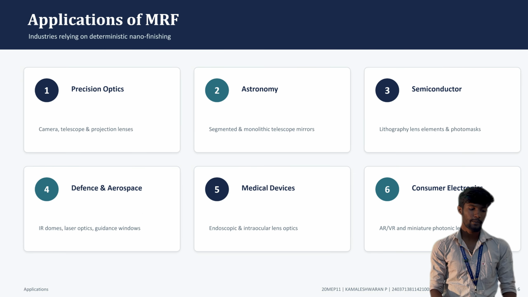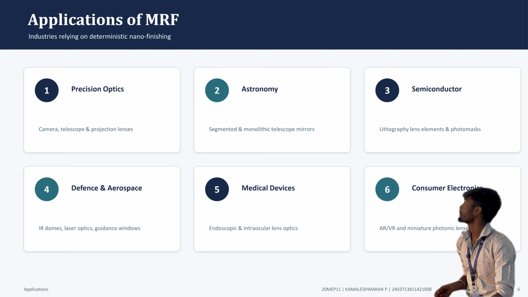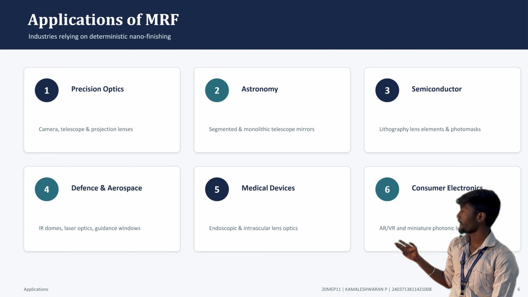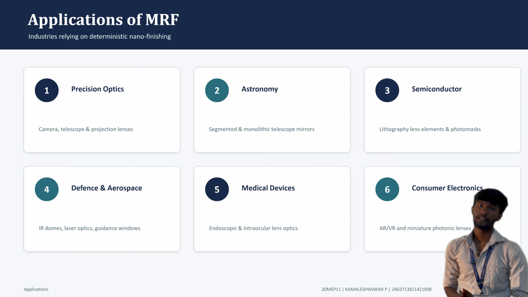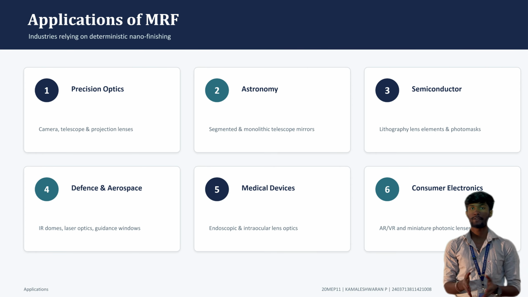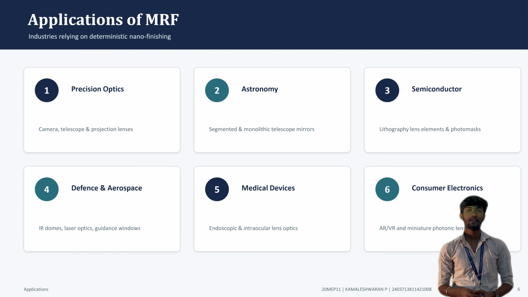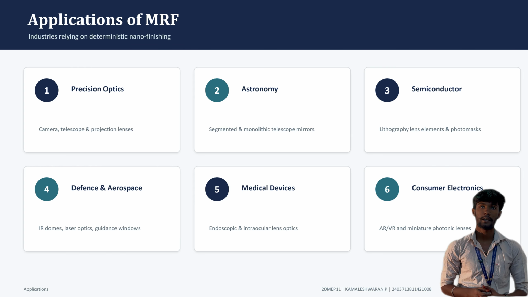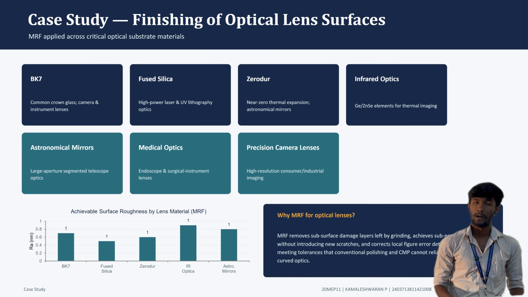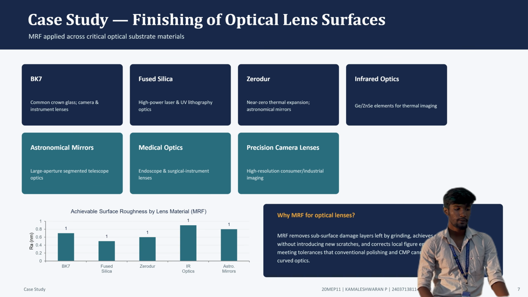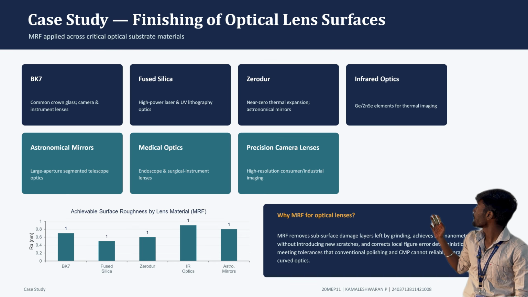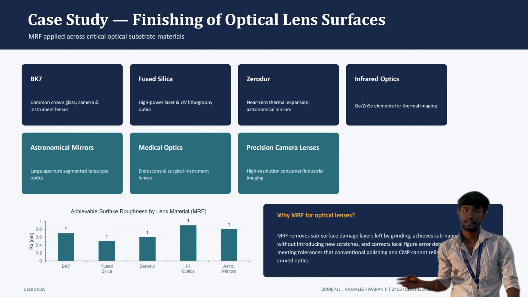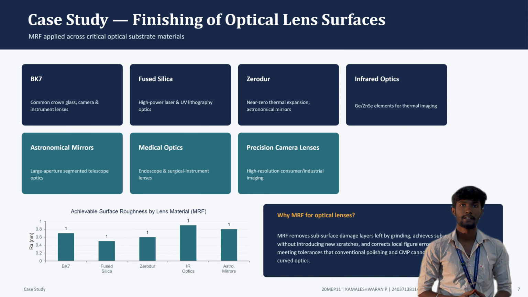Some of the applications of MRF are precision optics, astronomy, semiconductors, defense and aerospace, medical devices, and consumer electronics, where the particles are minute and the machining and finish should be very accurate and high precision. Hence MRF is the best unconventional machining process for these applications, such as finishing of optical lens surfaces. For that we can use BK7, fused silica, infrared optics, and astronomical mirrors. These are some of the materials that benefit from MRF.